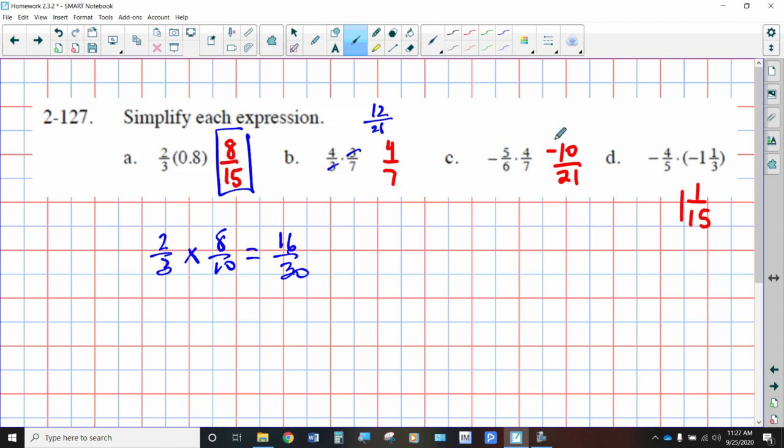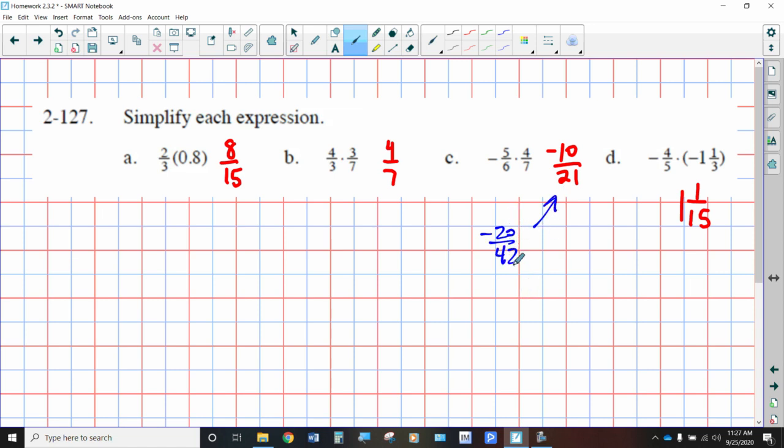Same idea here. You know it's a negative times a positive, so you're going to get a negative answer, but you may choose to change that to a 2 and this to a 3. So -5 times 2 is -10, and 3 times 7 is 21. Had you not done that, you'd have gotten -20/42, which would have to be simplified, dividing the top and the bottom by 2. And then for problem D, I recognize that a negative times a negative is going to give me a positive answer, so I'm just going to ignore the negative signs. And I'm going to change 1 1/3 to 4/3, so that when you multiply straight across, you get 16 on the top and 15 on the bottom, which can be changed to the mixed number 1 1/15.